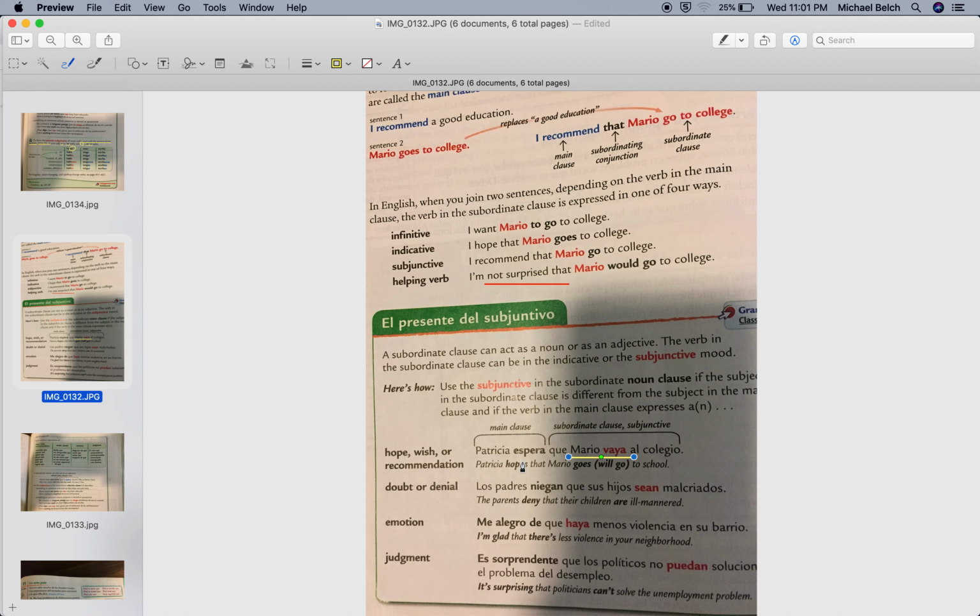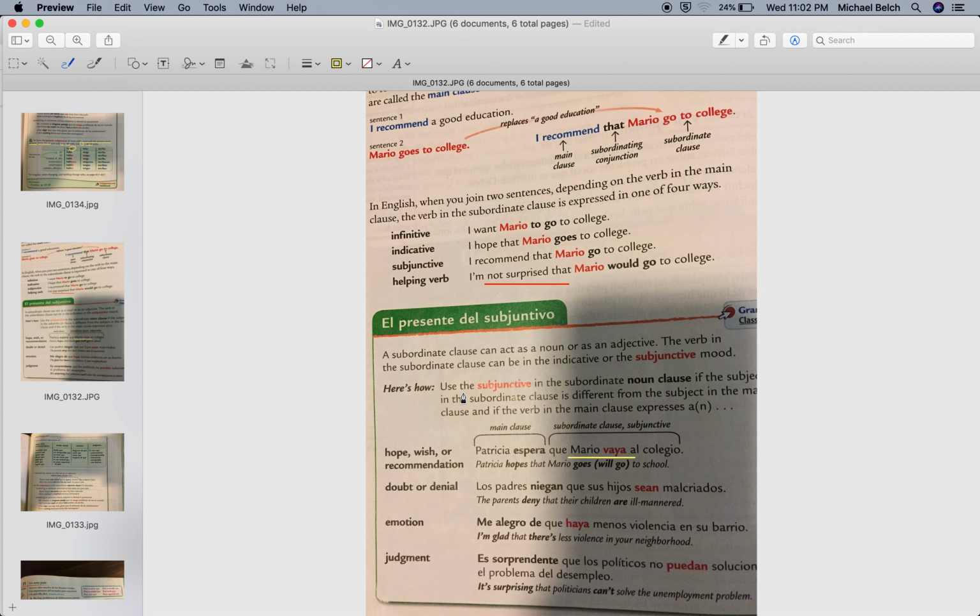And the verb in the main clause, like this one, espera, is going to be indicative. This is a statement of fact. Patricia espera. It's just a statement of fact. Okay? Here, our verb on the right side is going to be in subjunctive. Because it's unsure. Patricia espera, pero no sabe si Mario irá al colegio. So she hopes that, but she's not sure.